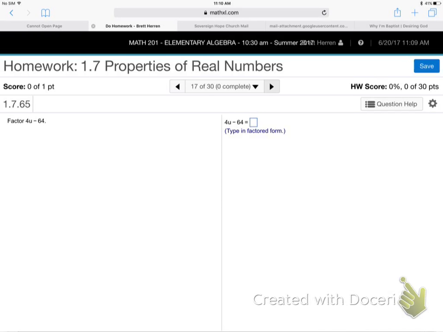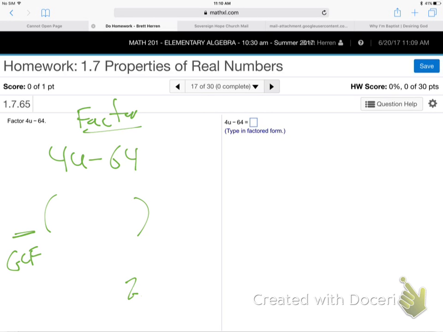Okay, so we're going to factor 4u minus 64. Does anybody know what factor means? What do they want me to do when they say factor? They want you to take out a GCF. Yeah, it's like where they want parentheses and something in the front, which is called the GCF. And then we'll have two things on the inside, something here with a minus in the middle. That's what they want when they say factor.